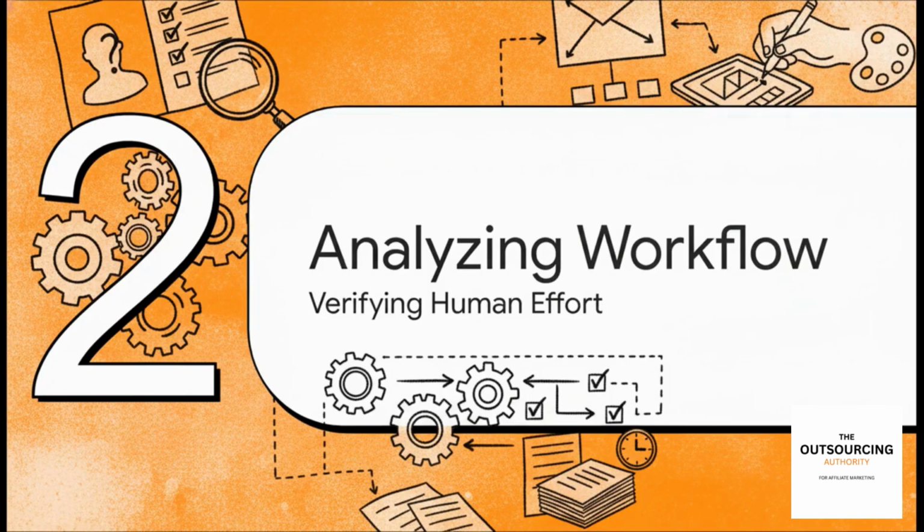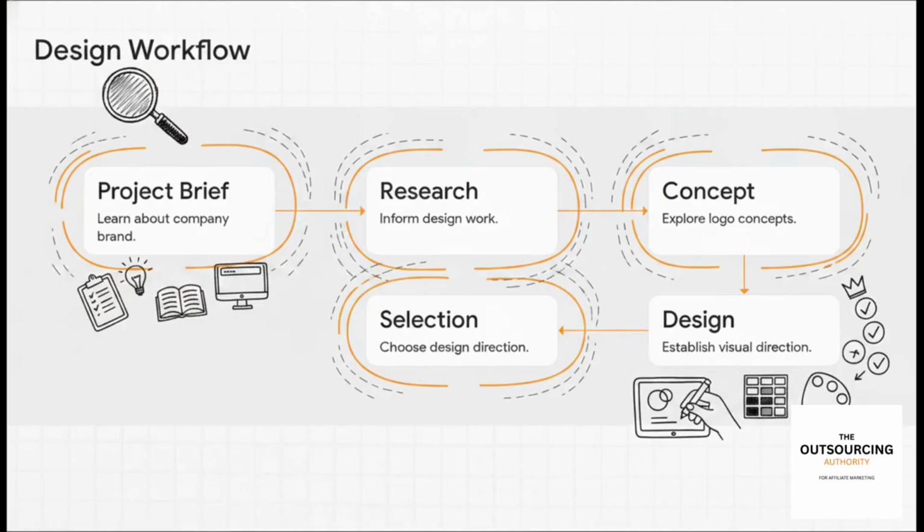Section 2. Analyzing the workflow structure. Verifying human effort. The specific workflow structure indicates exactly how much human effort is involved in the final product. We see a really clear 5-step progression here: project brief, research and preparations, concept, design, and selection. This proves high-level human editing and custom ideation. It requires strong communication up front, dedicated research to match the brand identity, and a multi-stage review process. This is the exact opposite of someone just typing a prompt into an AI generator and sending you the very first image that pops out.